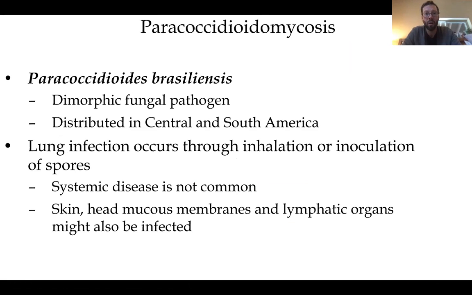Paracoccidioidomycosis is a mouthful, and it's also a dimorphic fungal pathogen. This is going to be one that's more in Central and South America, while the ones we've talked about previously, Ohio Valley fever, are going to be more predominant in the US. These also cause lung infections because of inhalation. Luckily, systemic disease doesn't manifest as commonly as some of these other ones. That said, it can happen.